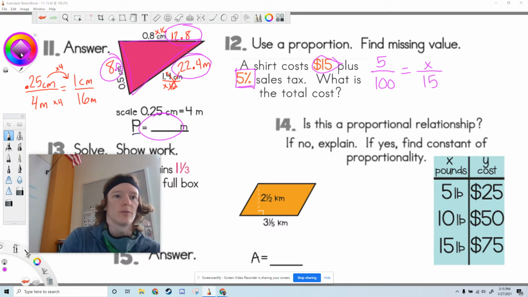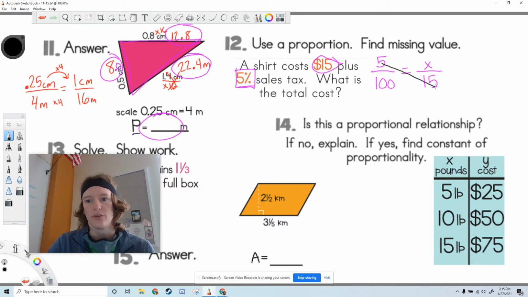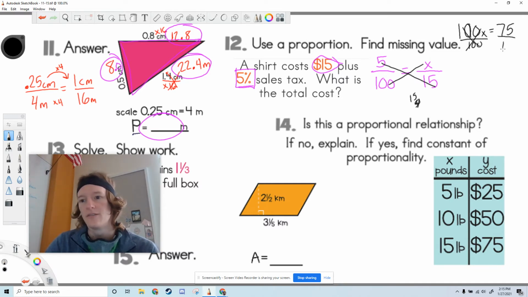So in order to solve a proportion, we do what's called cross multiplying. We're going to multiply 5 times 15. We're going to multiply 100 times x, which is 100x. And 5 times 15, I think, is 75. Let's double check it though. So we got 15 times 5. I know 15 times 4 is 60. Yeah, 75. So then we divide by 100, and we get x equals 75 cents.